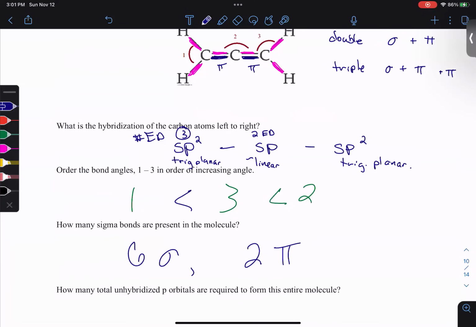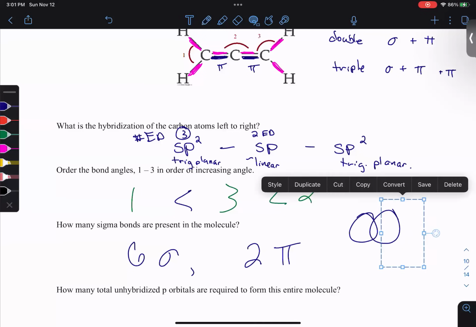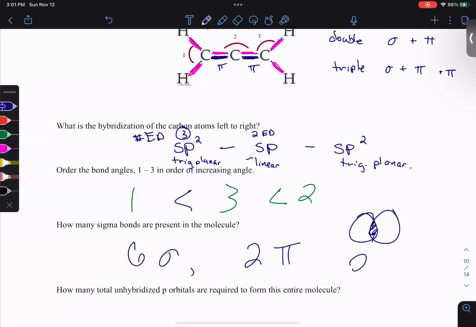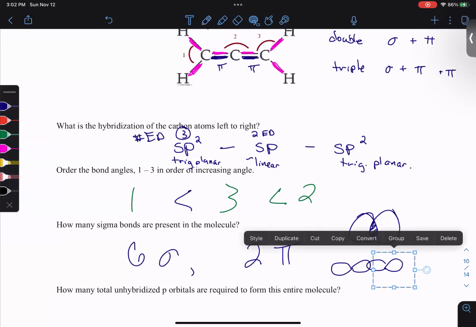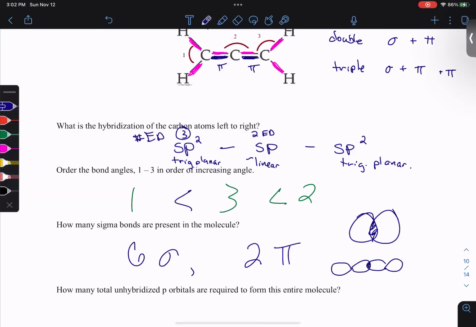How many total unhybridized p orbitals are required to form this molecule? So how do you make a pi interaction? What makes it different? Sigma interactions are head-on overlap, like 2 s orbitals colliding with one another. 2 p orbitals can make a sigma bond like this if they're head-on. Those are all sigma interactions. But a pi interaction is different. It's a little bit weaker.